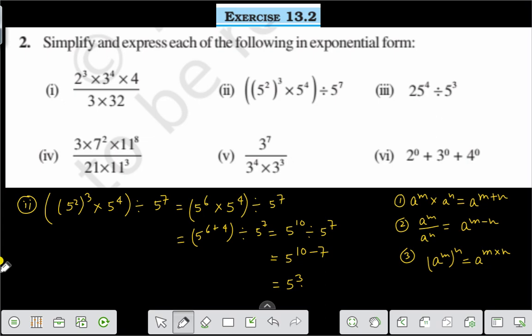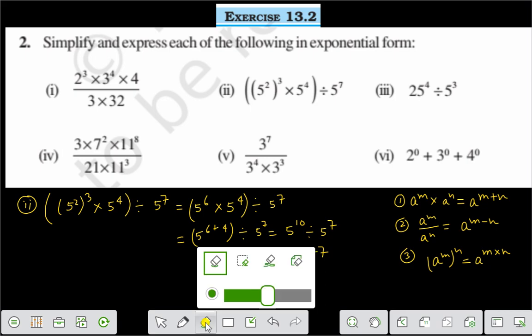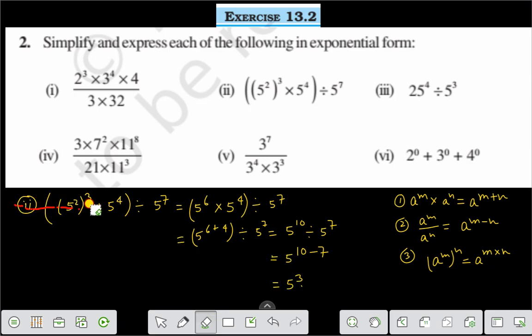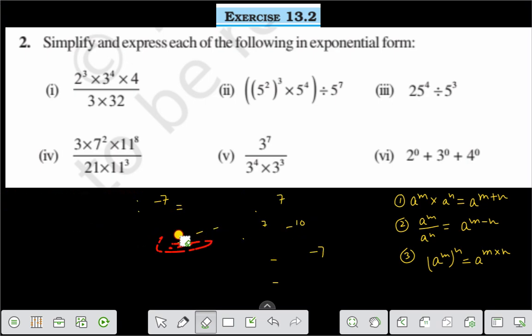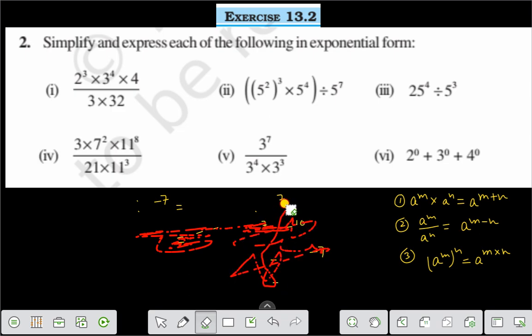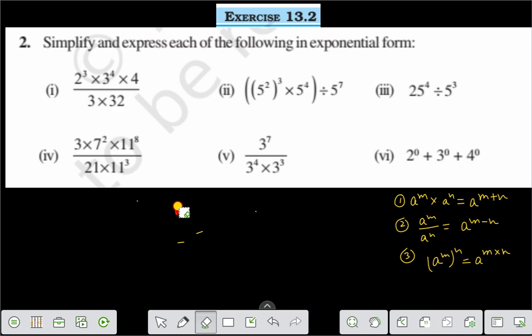What is question number 3? You see here, question number 3 is 25.